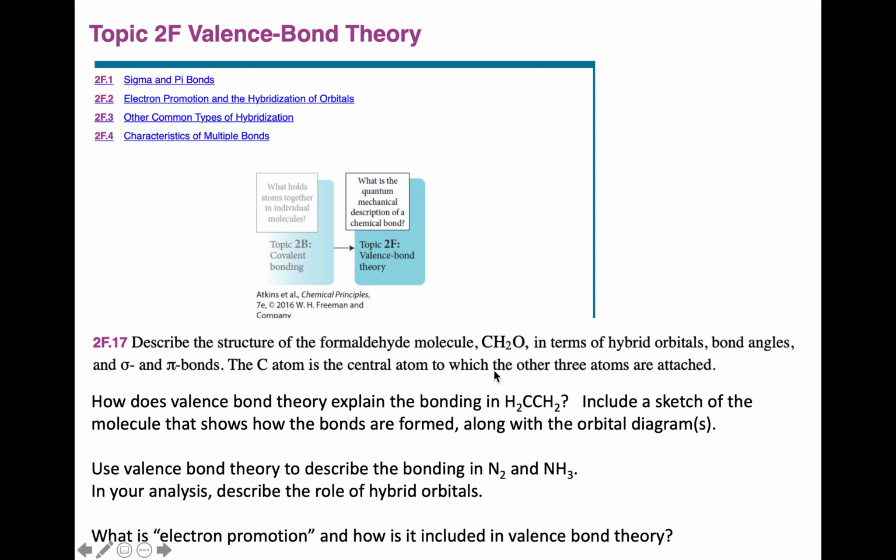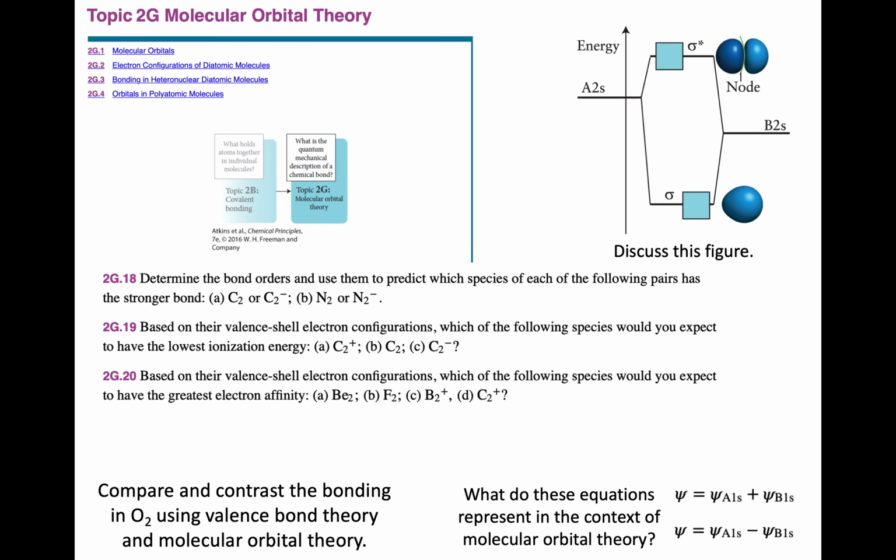Well, it might be taking a molecule and including a sketch that shows how the bonds are being formed in the corresponding orbital diagrams. It could be this example here, use valence bond theory to describe the bonding in N2 and NH3. As applicable, talk about the role of hybrid orbitals or electron promotion. What is that? How is it part of valence bond theory? These are my attempt to say we will be using valence bond theory, but we also want to seek to connect it to how it works and what we can explain.